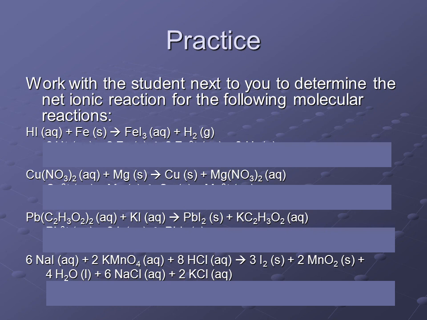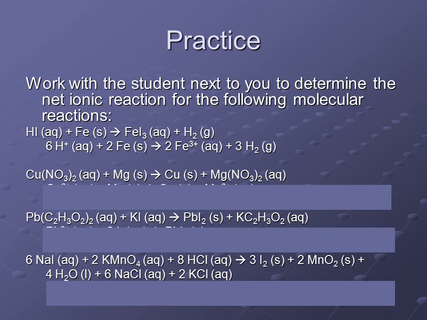Okay, hopefully you paused it and worked things out. Let's look at the first one. Okay, this looks a little unusual. The first thing is, notice that I did not balance the molecular reaction. You need 6 HI, and the iodine cancels out as the spectator ion.